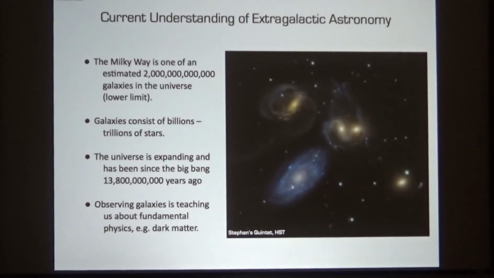Current understanding of extragalactic astronomy is we know there are 2 trillion galaxies at minimum in the universe. That was worked out about 3 years ago as a lower limit based on what we see looking back about 10 billion years. We know that each of those galaxies consists of hundreds of billions of stars, and we know that the universe has been expanding since the Big Bang nearly 14 billion years ago. We also know that the study of galaxies has taught us that we don't know anything about the universe, effectively. So, take that as you will.